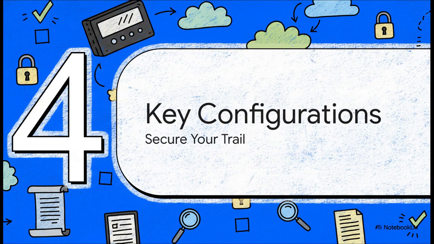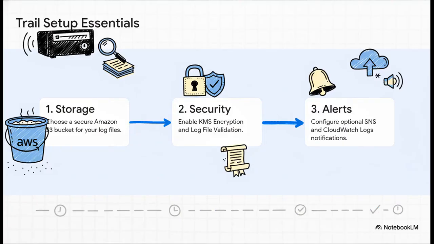Okay, we know the scope, we know what events we want. Now let's talk about the nitty-gritty of setting it up securely from the get-go. These are the essential choices you'll make when you actually hit Create Trail. Really, it all boils down to 3 core steps.